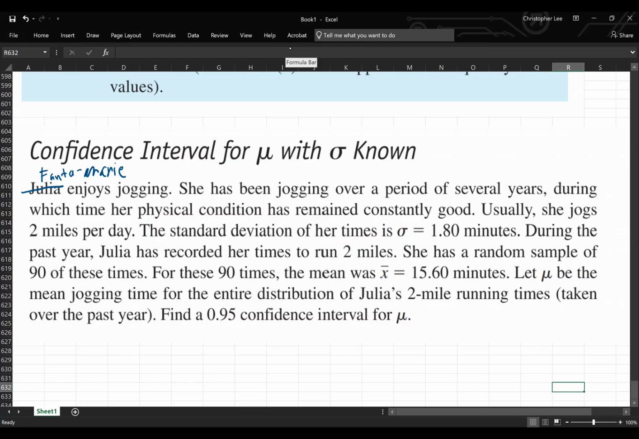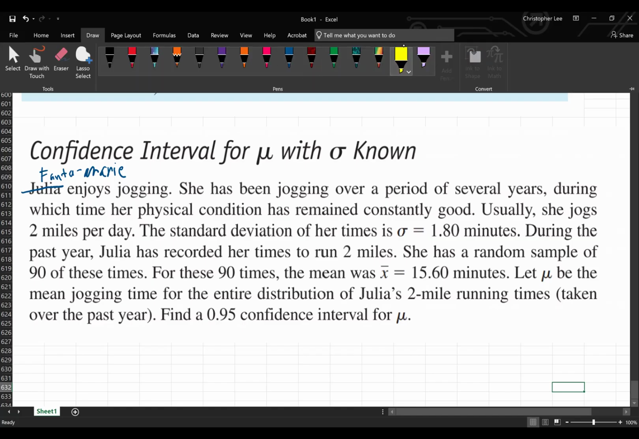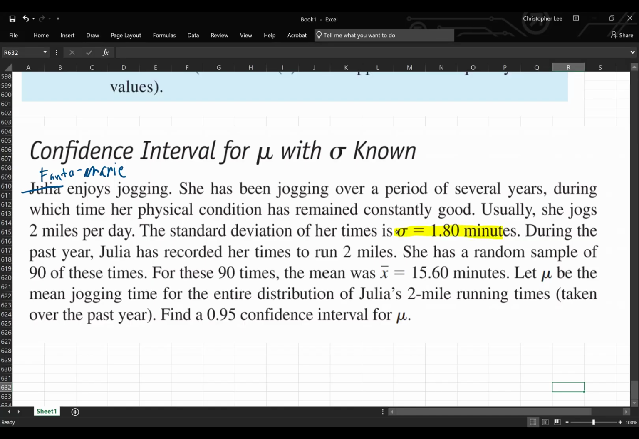So Fanta Maria enjoys jogging. She's been jogging over a period of several years, during which time her physical condition has remained consistently good. Usually, she jogs 2 miles per day, right? With the standard deviation of her time, sigma, equal to 1.80 minutes. So sigma is equal to 1.80 minutes.